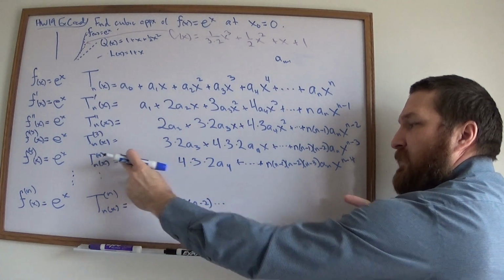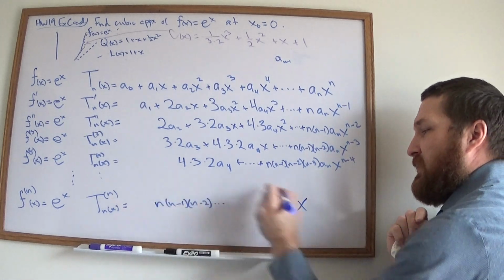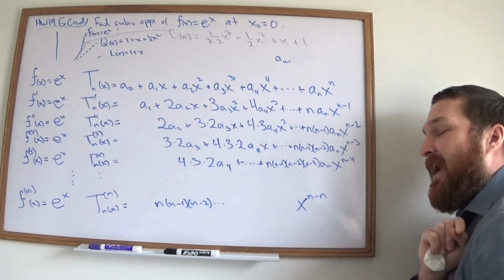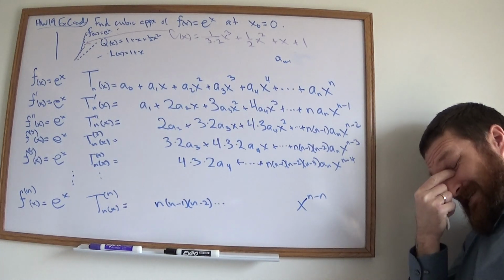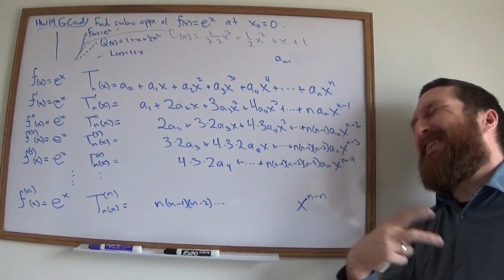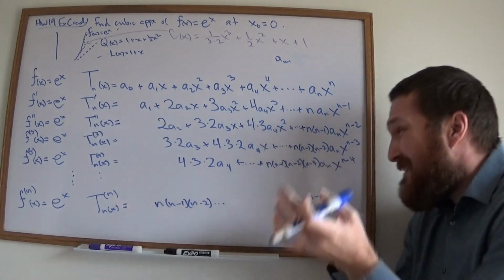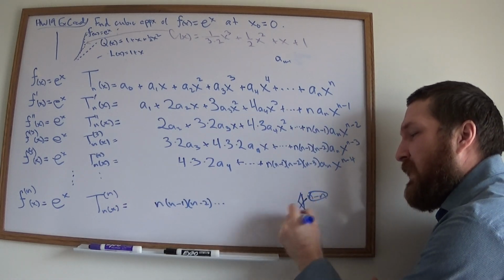When the derivative was 4, it ended up with x to the n minus 4. When the derivative is n, it would have been x to the n minus n. Which is just 1. What's n minus n? 0. Oh, so the whole thing is just 1. It's not x to the 1. So this is 0, so this would have just been a 1.